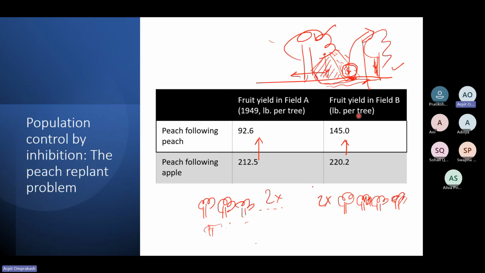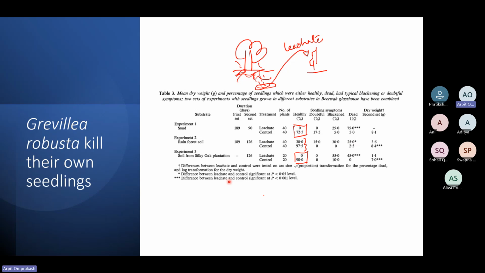This also happens for inter- and intraspecific interactions. So peach plants often inhibit growth of peach plants near themselves. If you have peach following an apple, you will bear more fruit than following a peach in a plantation. Then Grevillea robusta kills its own seedlings because of allelopathy.